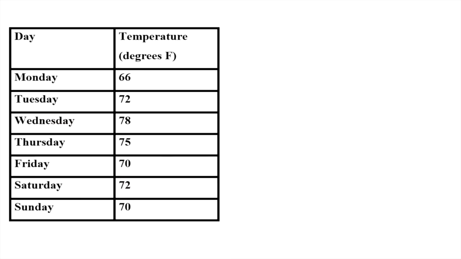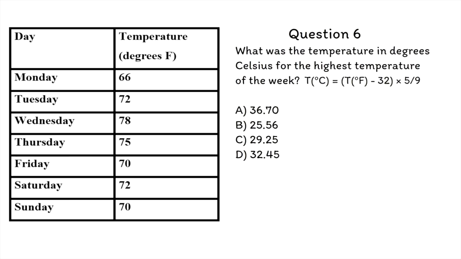The table below shows the temperature in degrees Fahrenheit from Monday to Sunday of a small town on the East Coast. Use the table to answer the following question. Question 6. What was the temperature in degrees Celsius for the highest temperature of the week? A. 36.70. B. 25.56. C. 29.25. D. 32.45. From the table, the highest temperature of the week was 78 degrees Fahrenheit.